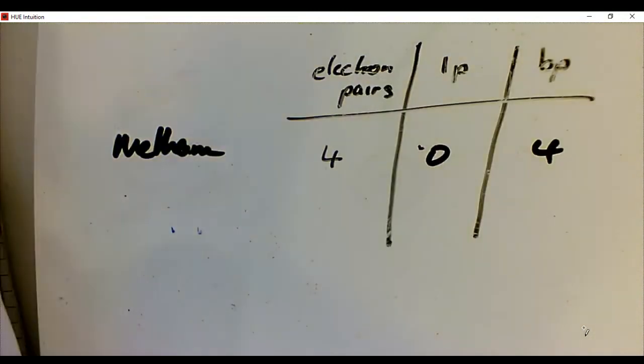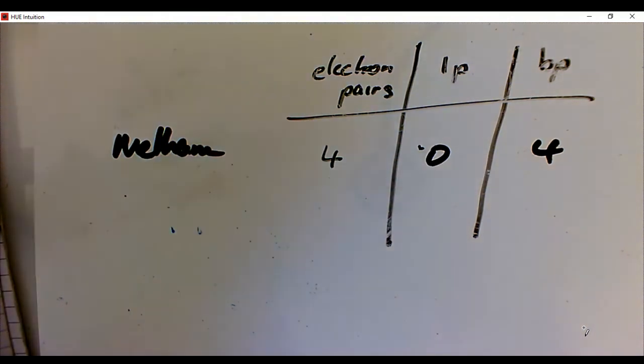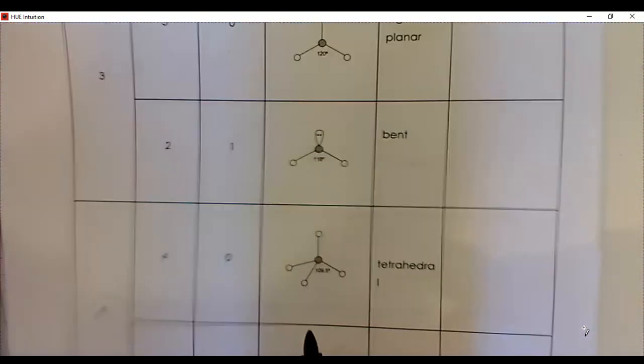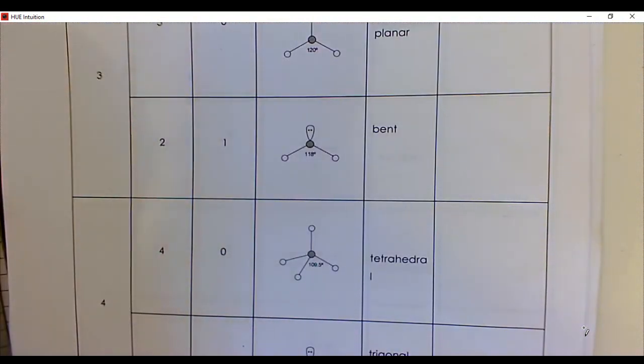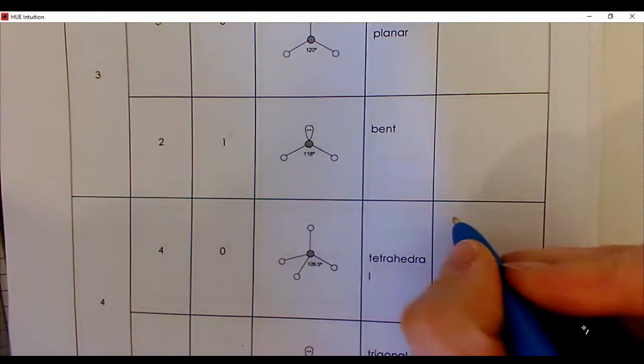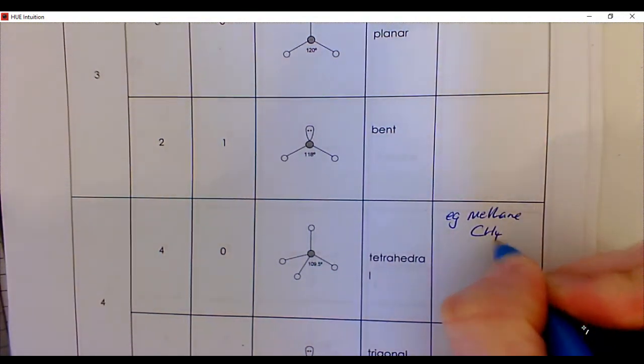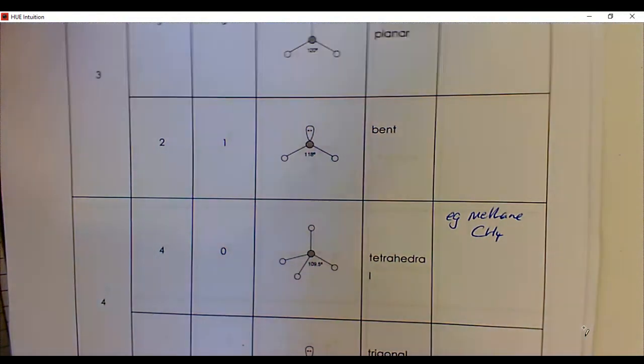So we need to find that matchup on page 11 and 12. We're still at the 4 electron pairs. So 4 electron pairs, and 4 bonding pairs, no lone pairs. So the shape is going to be tetrahedral. So we're going to write in there CH4, e.g. methane, CH4. So methane has that shape.